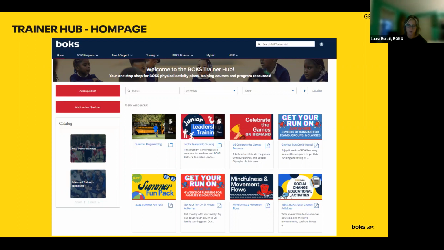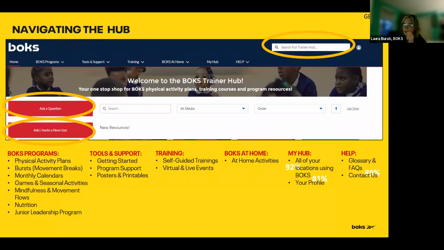Like this obviously is taken from the summer, because we put out a whole folder of summer programming that would be good for camps and that kind of thing, as well as whatever our calendar theme of the week would be, or any new resources that we might have. To give you an idea, this is what falls under each thing under our BOKS programming. You can see physical activity plans, bursts, monthly calendars, games and seasonal activities, mindfulness, flows, nutrition, junior leader. We have a whole tools and support area, like getting started with the program support.